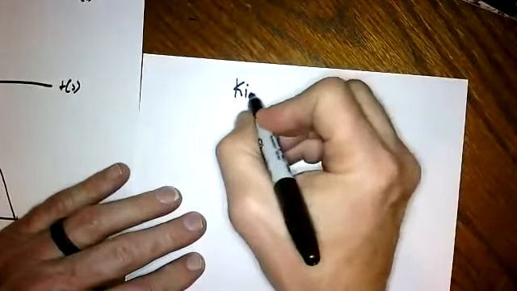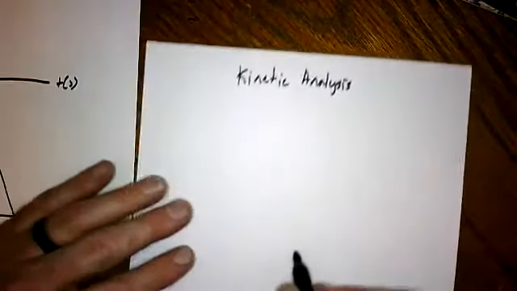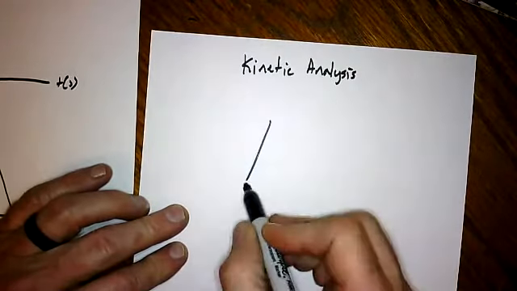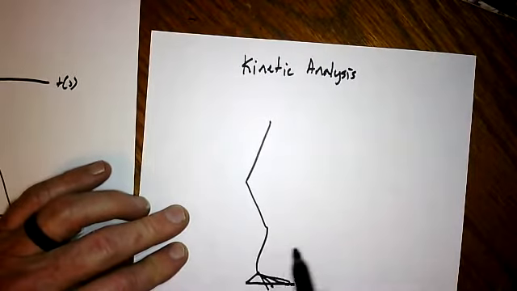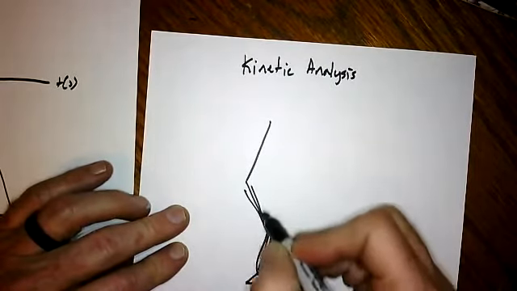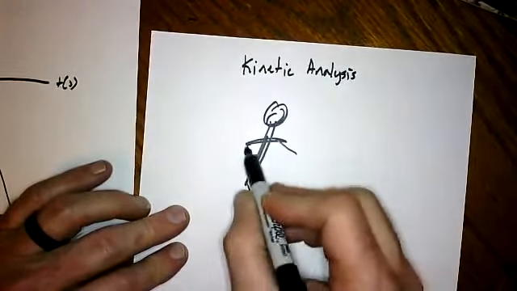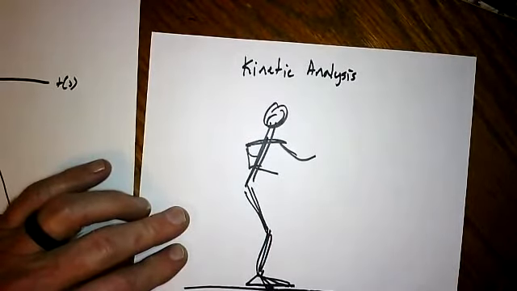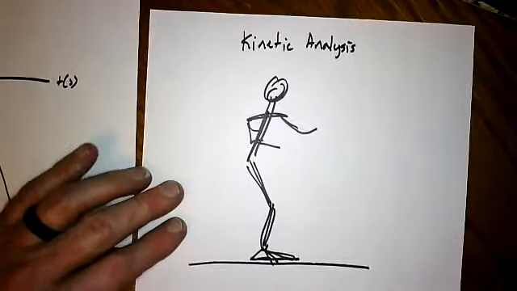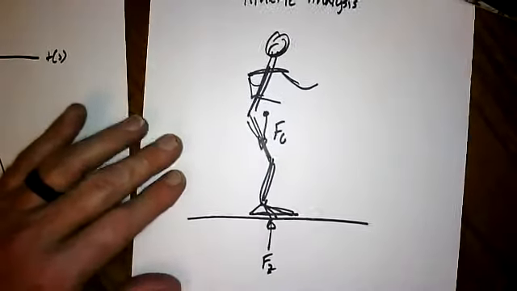Kinetic analysis: identify all forces acting on the object. And in this case, our object is a person in contact with the ground. Oops, I messed up. Okay, well, good enough. Just big feet. What forces are acting on the person? The ground reaction force and the force due to gravity pulling on the person.